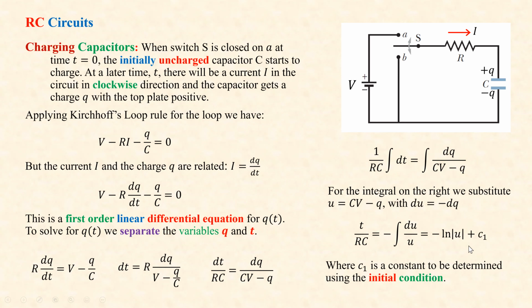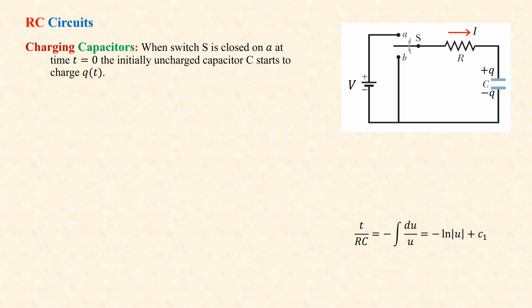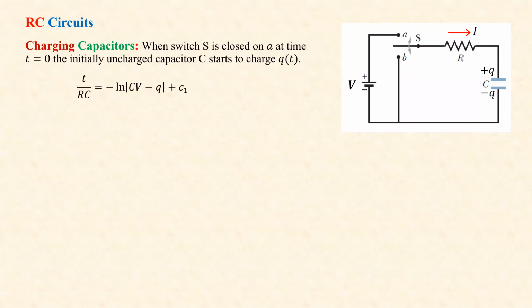So that determines what C1 should be exactly. So let's put this here. And then what is the initial situation? So instead of U also, I put CV minus Q, okay? So T over RC is equal to negative ln of the absolute value of CV minus Q, plus C1. What was the initial condition?